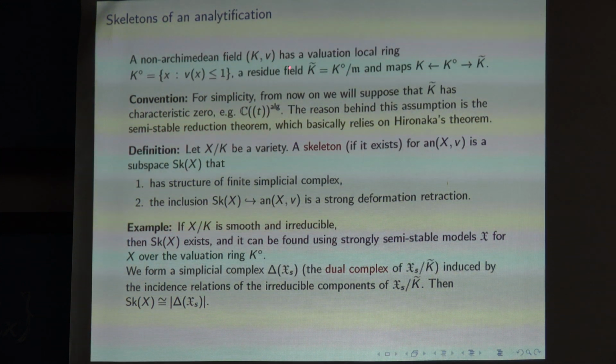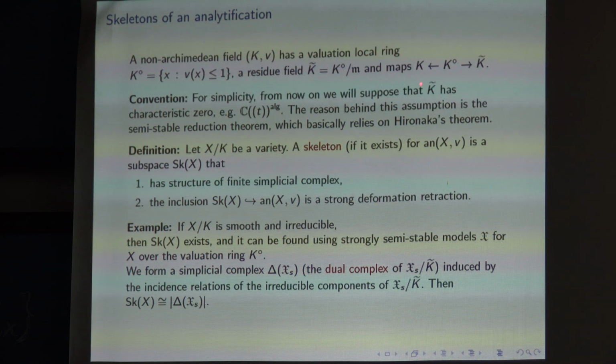Every non-Archimedean field has two things attached to it. It has a valuation ring, which is the unit ball. And a residue field: this guy is a local ring, so you can take the quotient by the maximal ideal, and this guy is a field, and you have this diagram. This diagram is very frequently used in classical algebraic geometry when you want to do some kind of deformation theory, but over schemes of dimension 1.